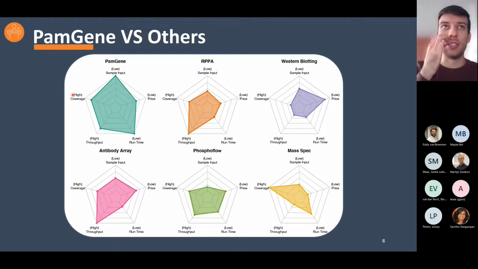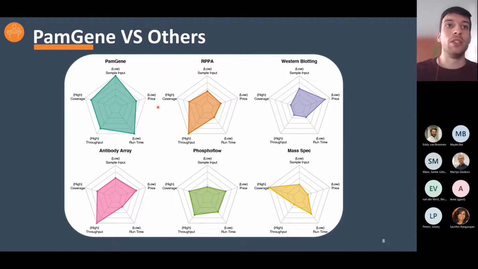At first glance, as you can see, our platform is quite good at most of these criteria. Out of all the technologies that we've looked at, we have the lowest sample input. We need about 0.5 micrograms for a PTK assay and about 5 micrograms of cell lysate for an STK assay. Compared to Western blotting, for instance, where you need about 30 to 40 micrograms per lane. So per sample, that's already quite a big difference.